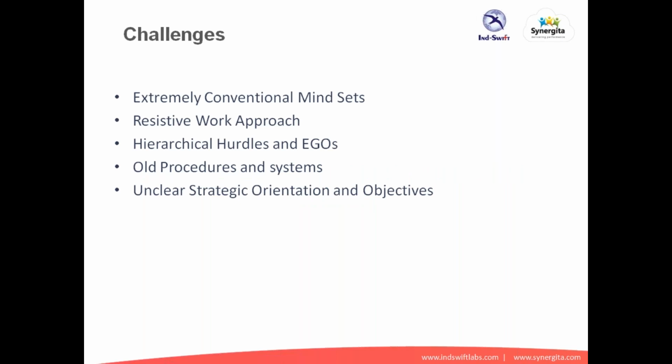If we tried to explain to them what the HR scorecard is or how things should be moving, they were very resistive, extremely resistive, because they had grown in the organization. So there were so many hierarchical hurdles and egos involved. There were old procedures and systems in the organization, and they wanted to live and die with them. Unclear strategic orientation. Here, the management's orientation was also not that clear. Like in the previous example I showed you, it is very important that your management should be open, receptive, and contributory also. They should be sitting with you.